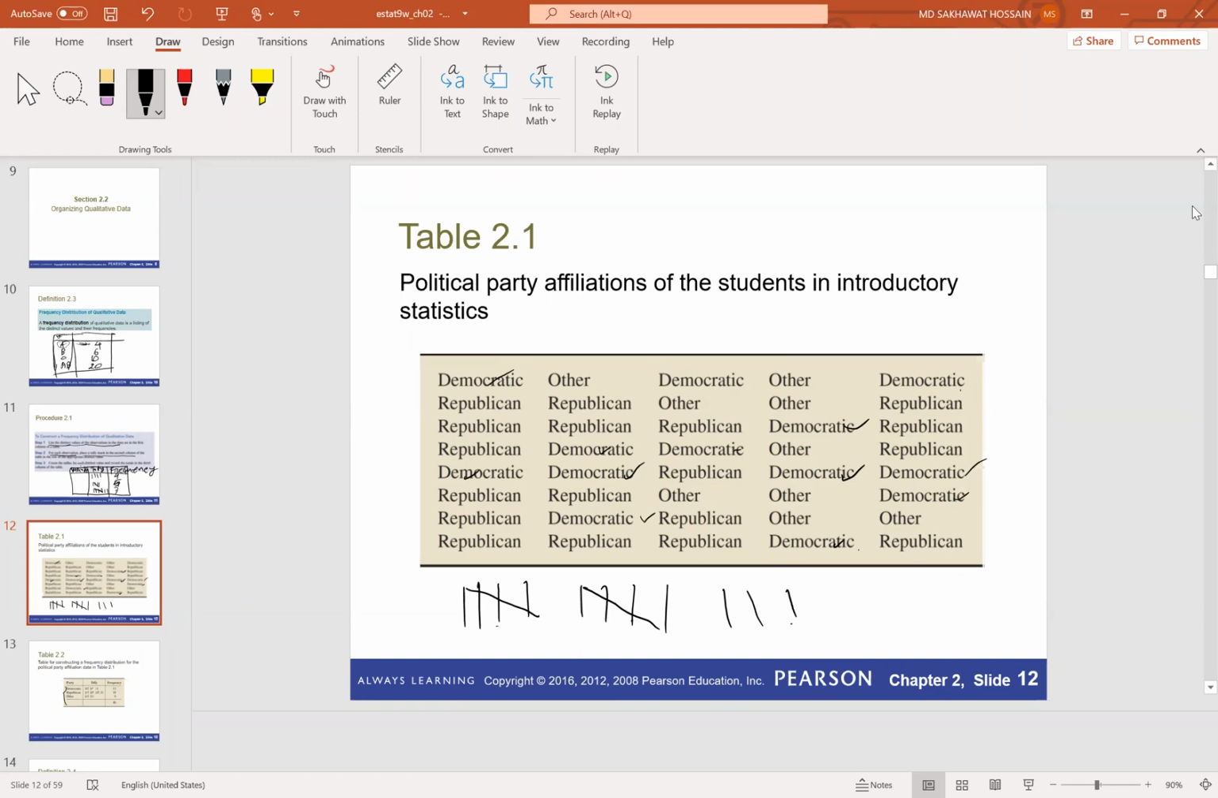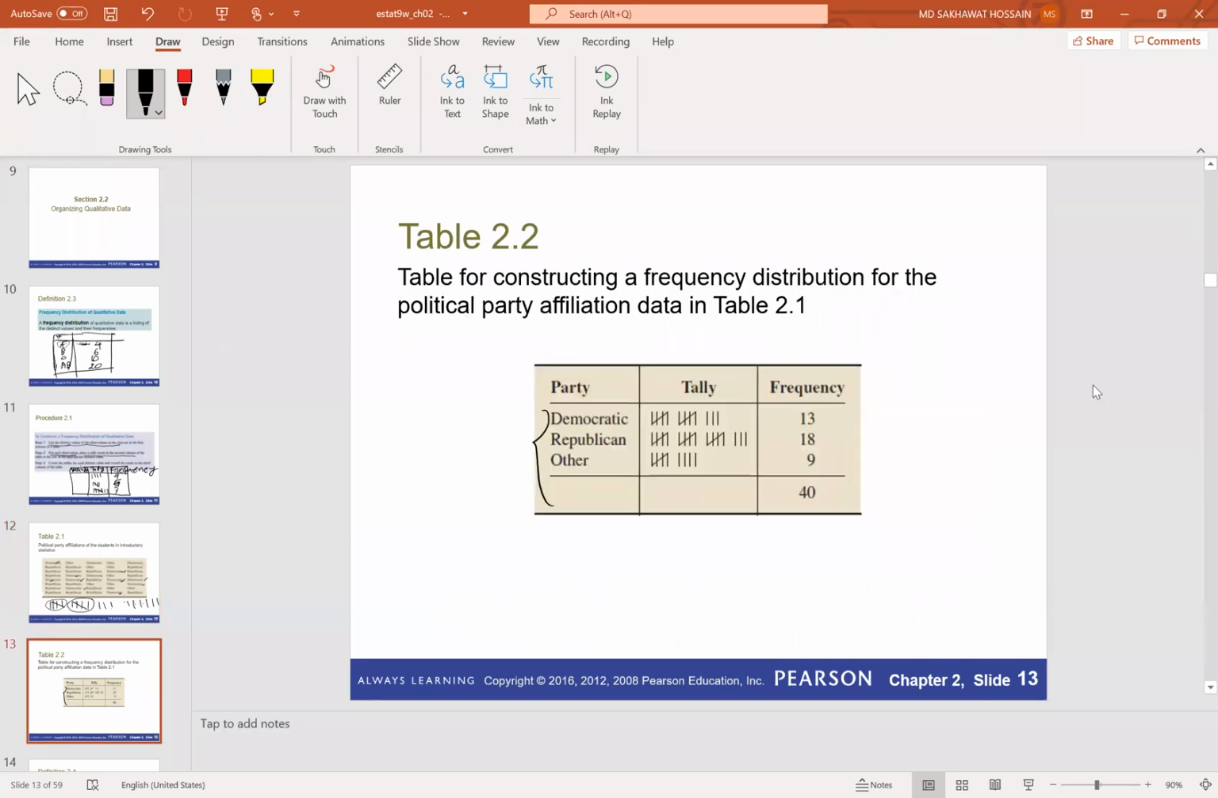So we have 13. We use this symbol so that you can easily count. If you use just the tally marks, you have to count 1, 2, 3, 4, 5, 6. But if you use this notation, you can easily count. This is 5, so you do not need to count it, right? If you see this symbol, that means this is 5. This is another 5. 5 plus 5, and we have 3 more, so 5 plus 5 plus 3 is 13. So for Democratic, we have 13, right?